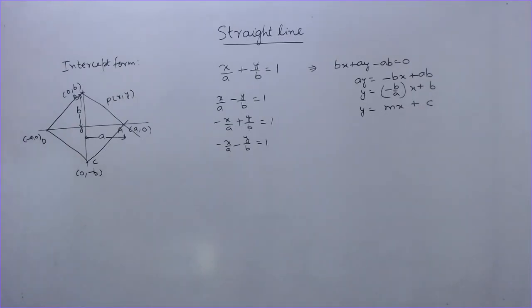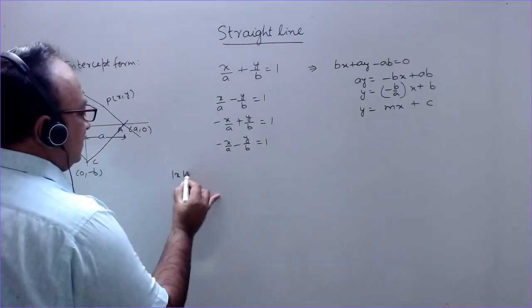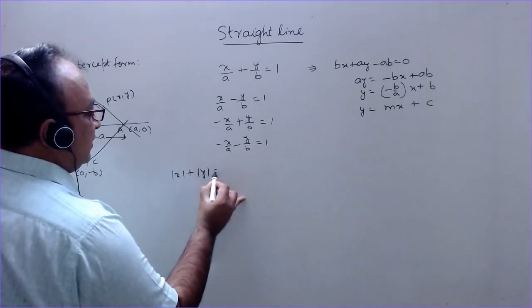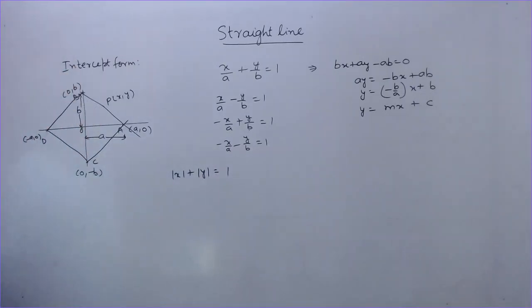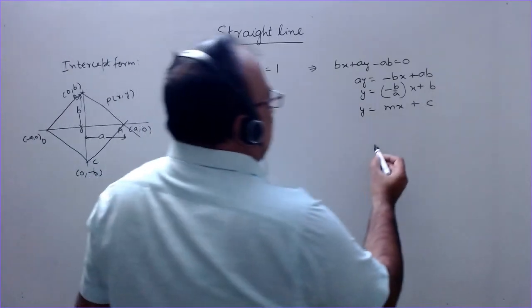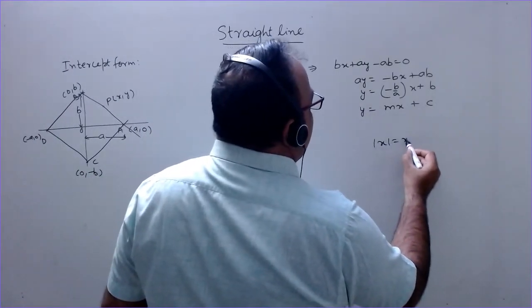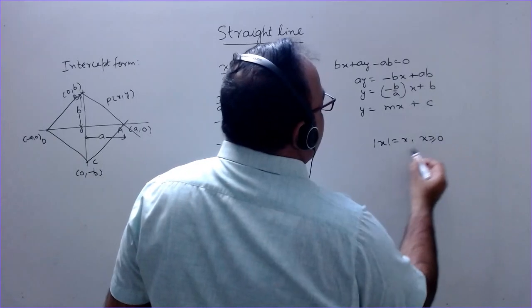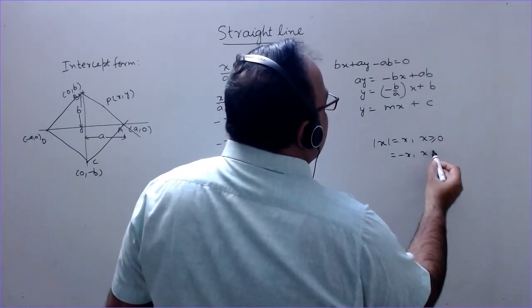Now I will take an example. Mod x plus mod y is equal to 1. Which type of form of this line is it? How will you show the straight line? How many straight lines are shown by this equation? You are all familiar with the modulus function. Modulus x equal to x for all x greater than or equal to 0, and minus x for x less than 0.